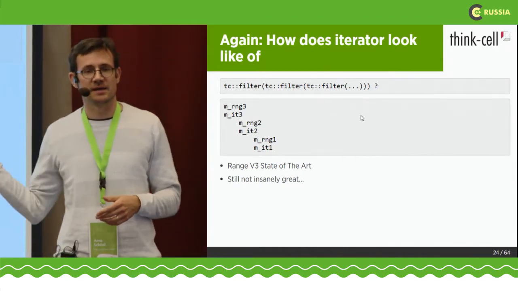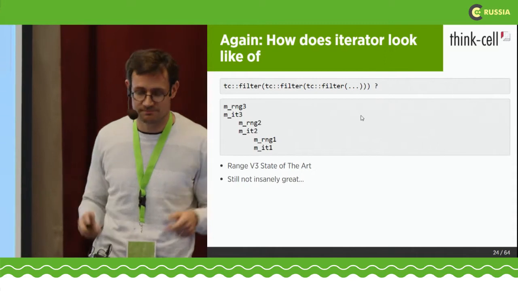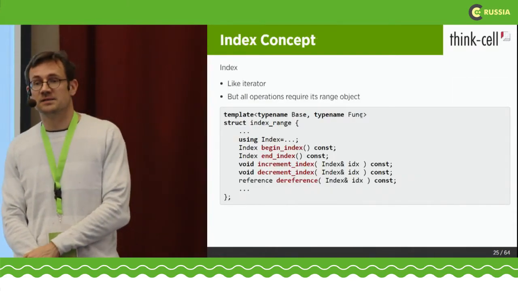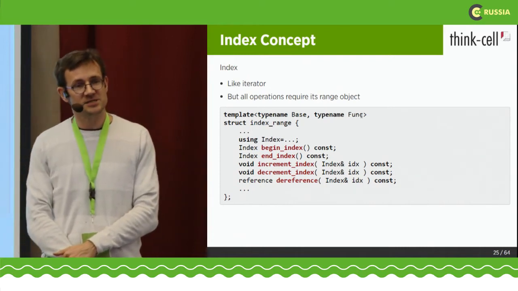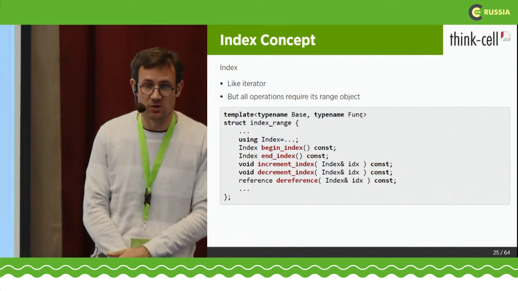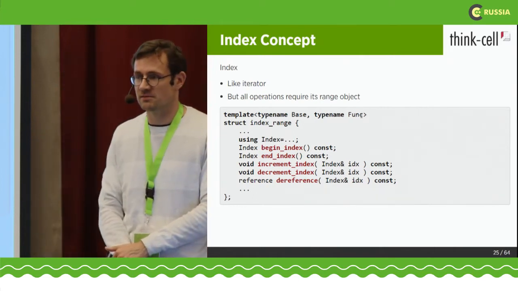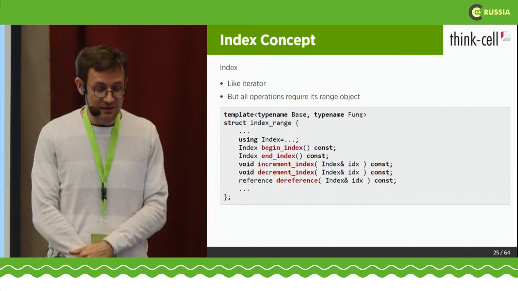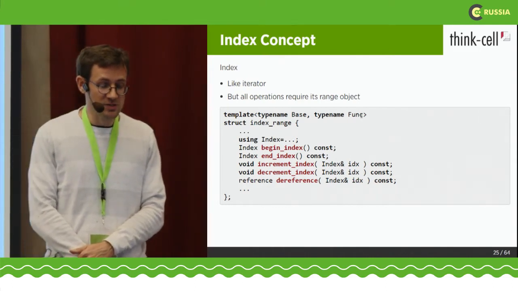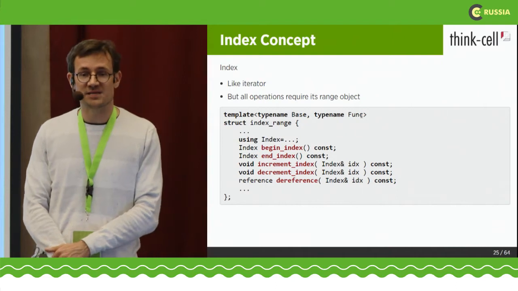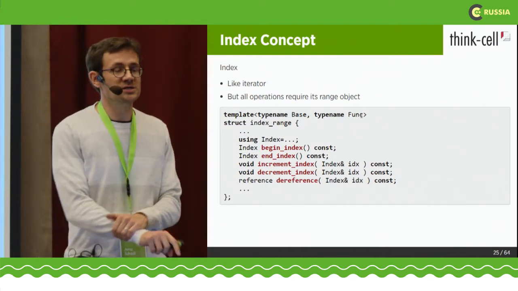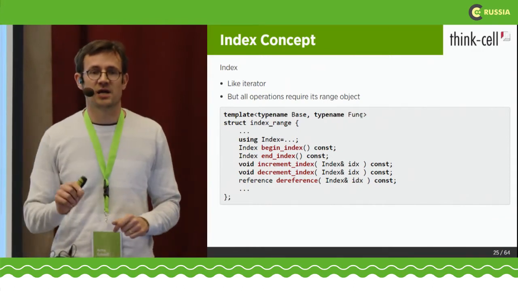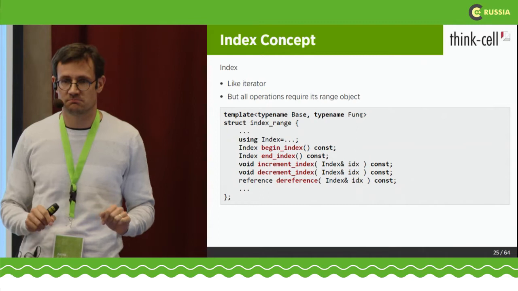Well, we didn't like it. So what can we do better? Let's introduce a different concept, which is a little bit like an iterator. I call it an index. Some call it, I've heard, position as a name for it. It has been around, and the idea is really that whenever you are doing an operation on that pseudo-iterator, you're not going to do it directly on the iterator. You are going to do it on the iterator in combination with its range object.